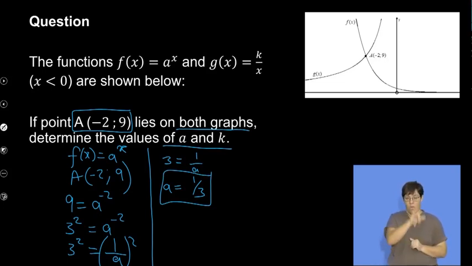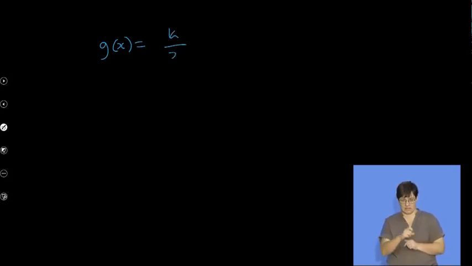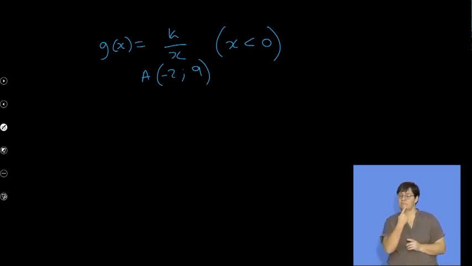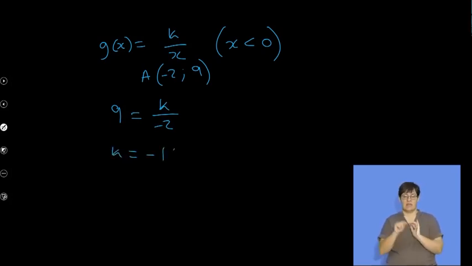Then for the value of k, we'll use the same coordinates of A to see that value. So g of x is given by k over x, and we know that x is less than 0. We also know that we have a point A, which is minus 2 and 9. So this will simply mean that the y value, 9, is equal to k over the x value, which is negative 2. I solve for k, and k is equal to negative 18. And then that's where you end it.